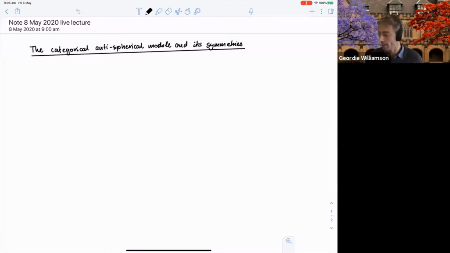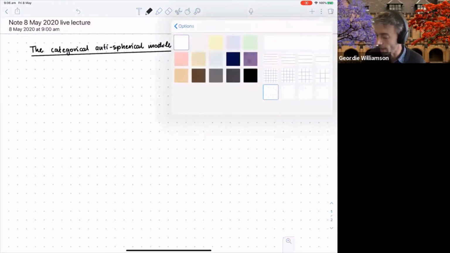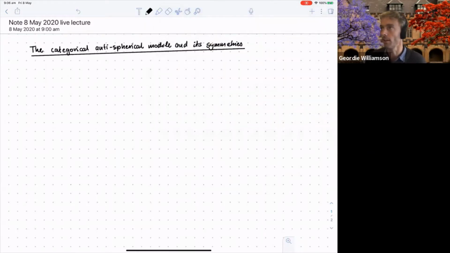And so this will start to take us in the direction of some higher representation theory, i.e. the study of monoidal categories acting on categories. This would be two representation theory.